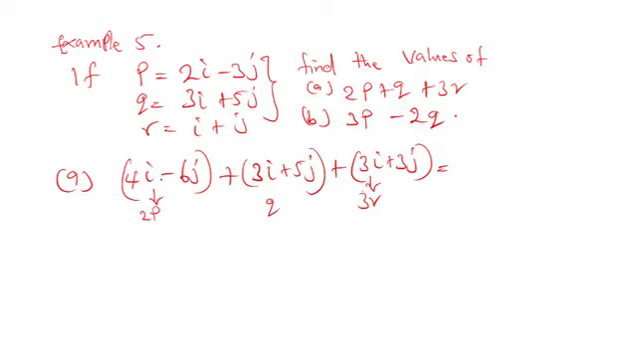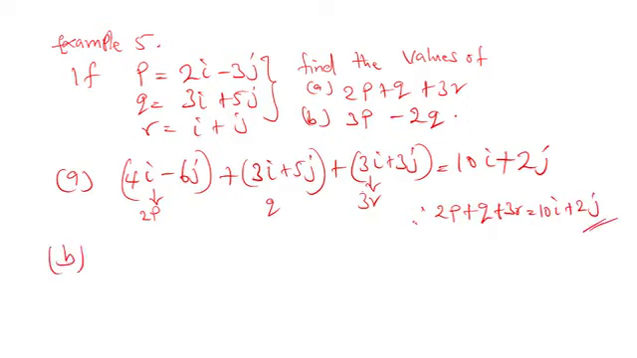Now remember, when you're adding vectors, you only add components of the same kind. 4i plus 3i is 7i, plus another 3i, you have 10i. Now we have minus 6 plus 5 is minus 1, minus 1 plus 3 is plus 2, so plus 2j. Therefore 2p plus q plus 3r is equal to 10i plus 2j, which is so clear and straightforward.